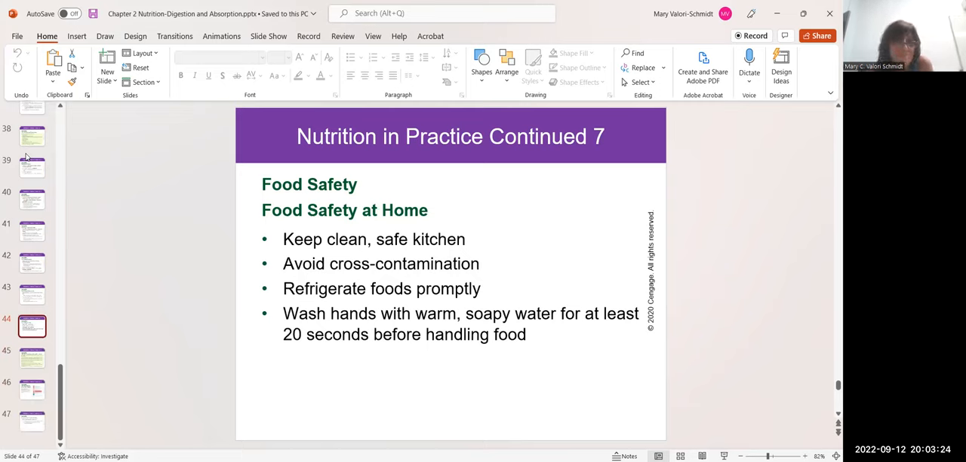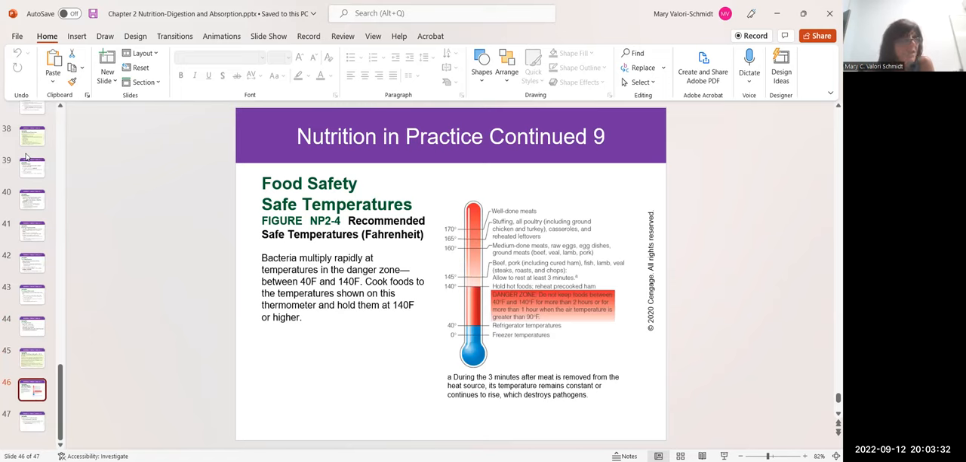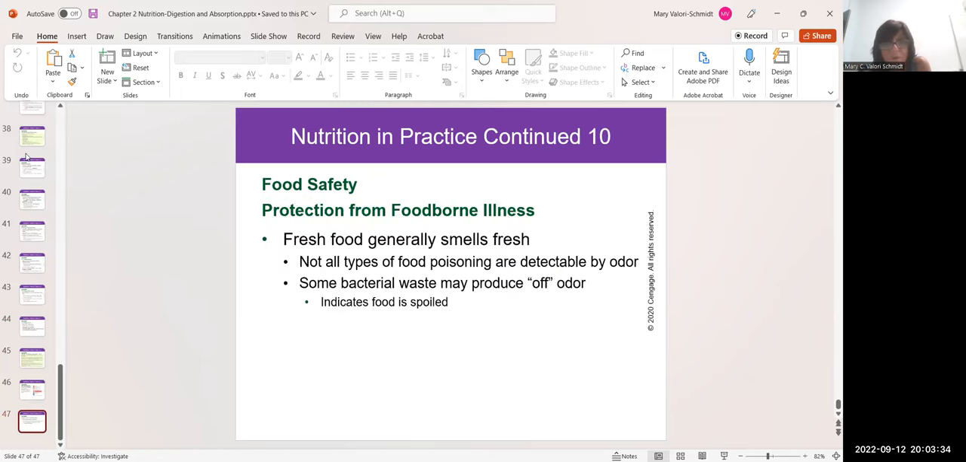Keep your kitchen clean. Wash your hands. I mean, we're getting repetitive. There's a little chart here that tells you about storage times and temperatures that are safe levels for food storage. And usually if something is bad, it will have an odor. Not always, right? So, and that's the last slide. So we got through that chapter.